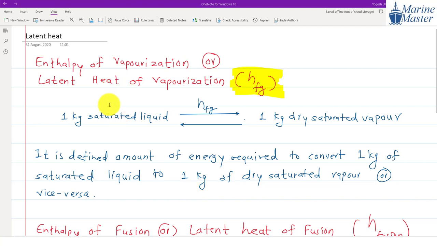Now guys, before going further, the next point that we are going to study is enthalpy of vaporization, or latent heat of vaporization, and it is denoted by h suffix fg, hfg. So before going further, everyone give this heading, only give this heading, don't write anything: enthalpy of vaporization or latent heat of vaporization. Guys, everyone give this heading.